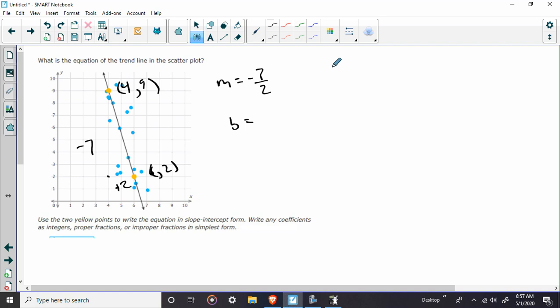Okay, so what do I know? Right now I know y is equal to negative 7 halves x plus b, and I'm going to plug in 4 for x and 9 for y, because that point is on this line. Okay. Negative 7 times 4 is negative 28. Negative 28 divided by 2 is going to be negative 14.